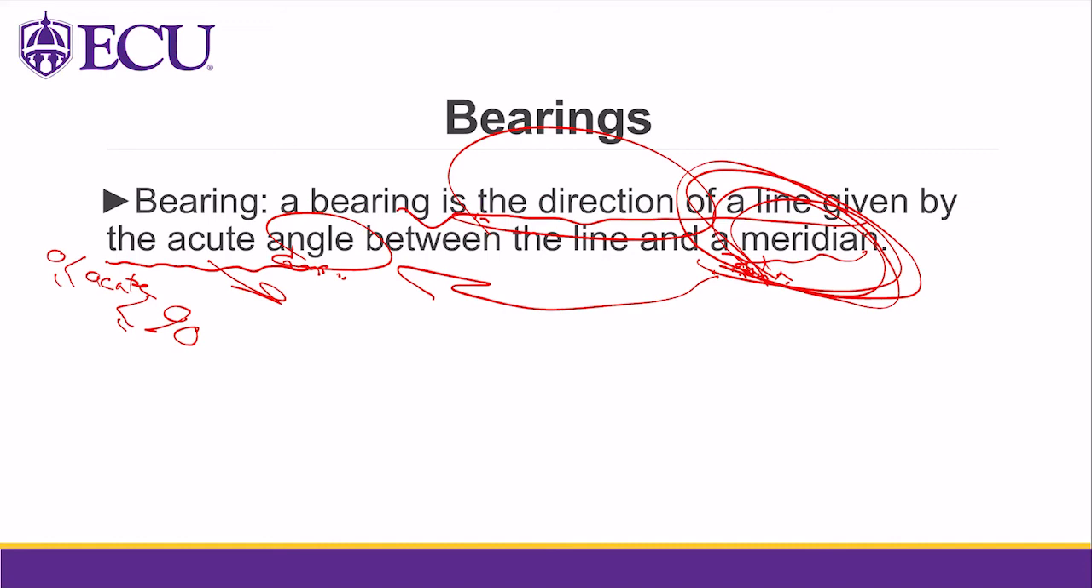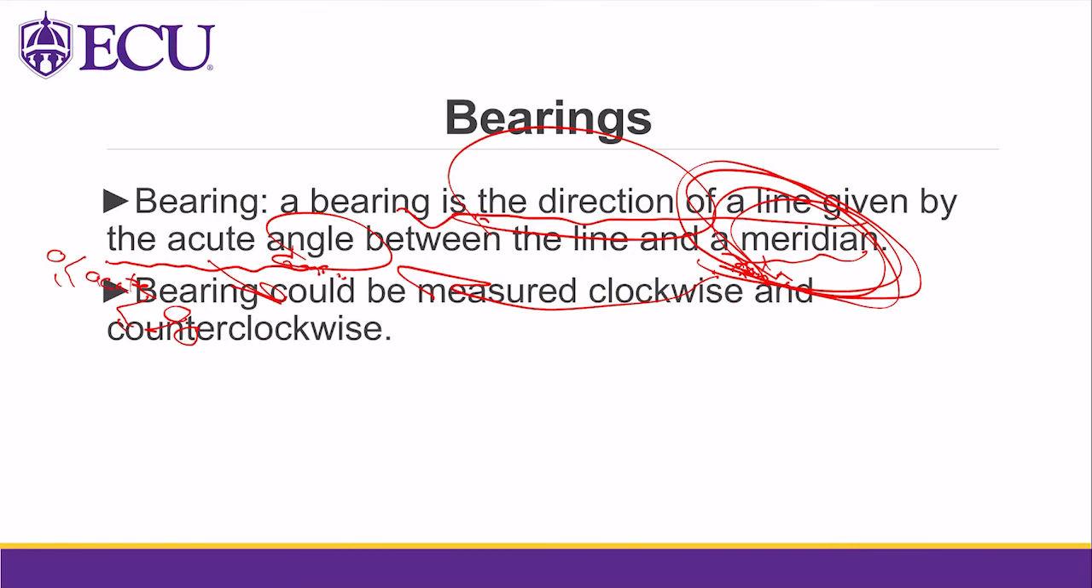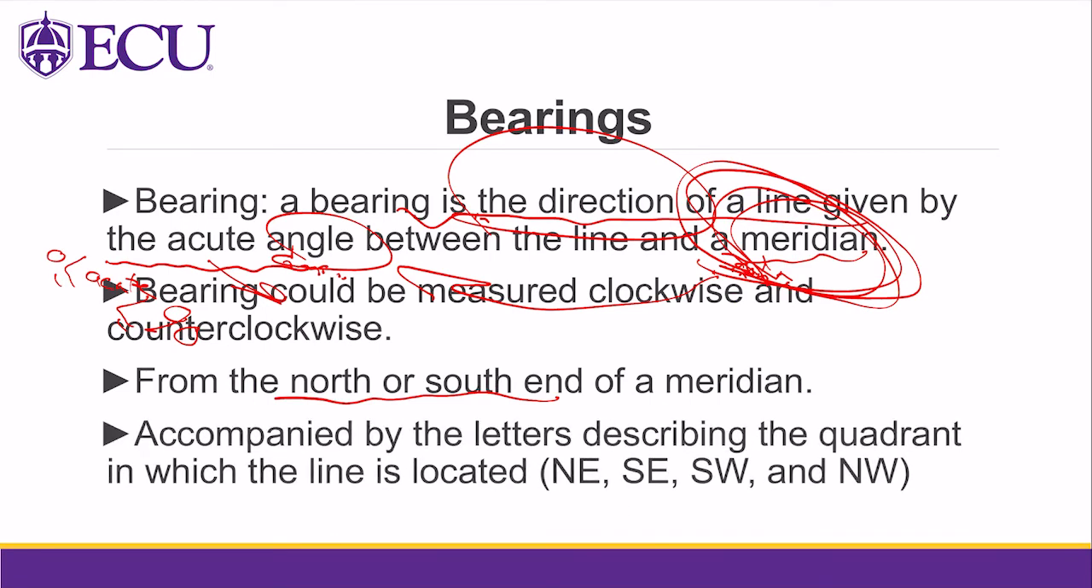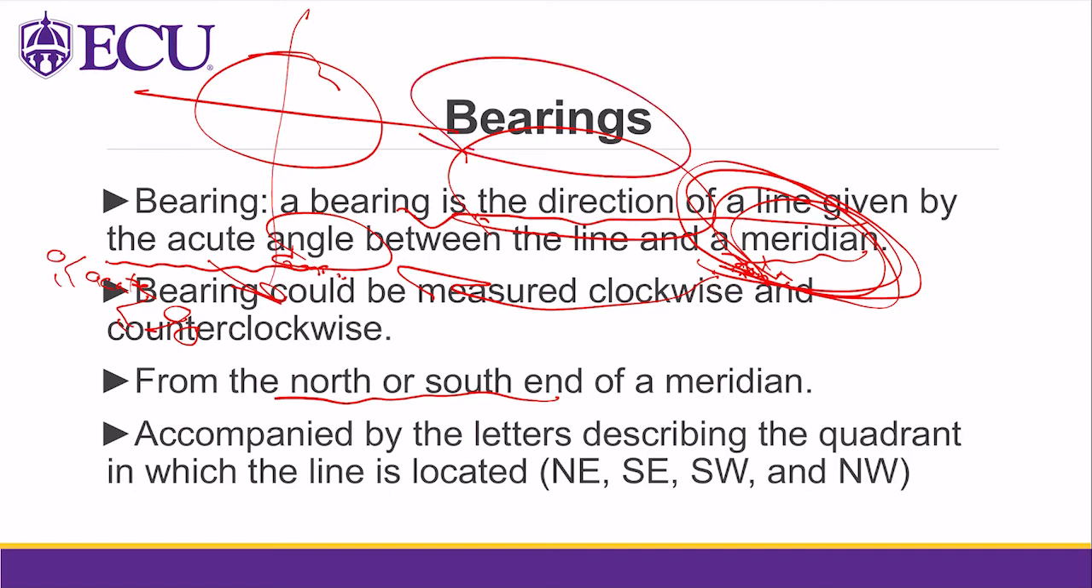Does it matter if I measure clockwise or counterclockwise? The good news is no. Bearing could be measured clockwise and counterclockwise. That's great. And from the north or south end of a meridian, we have the option, accompanied by the letters describing the quadrant in which the line is located. Think of the quadrant, right?